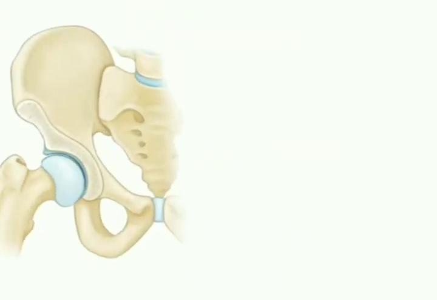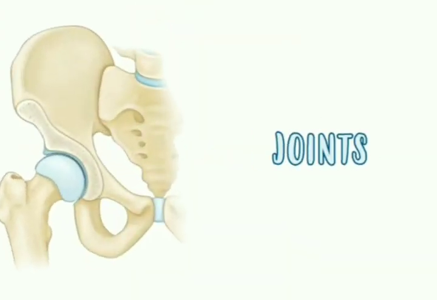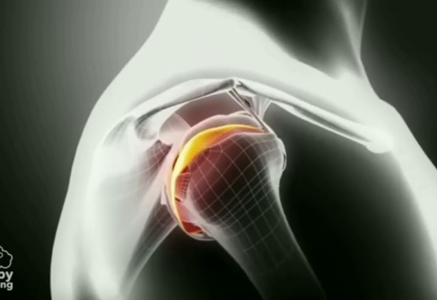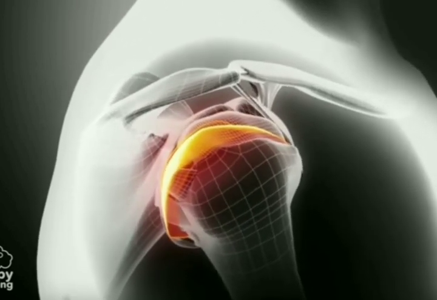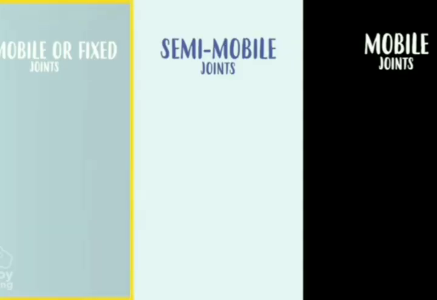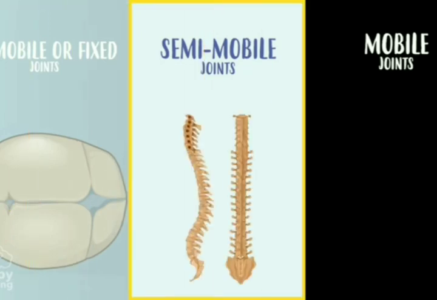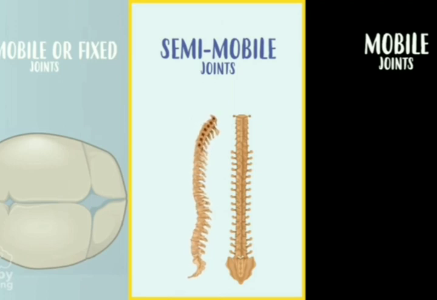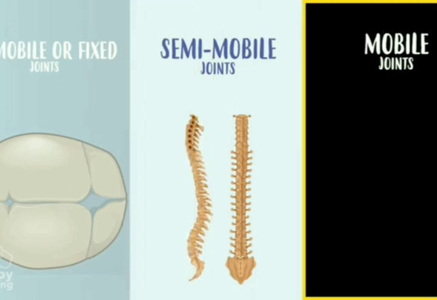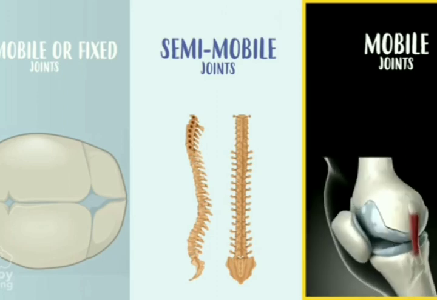Bones are joined with each other by joints. They are divided into 3 groups depending on their level of mobility. Immobile or fixed joints don't have any mobility, like the ones that join our skull. Semi-mobile joints do have some mobility, but not a lot, like vertebrae in our backs. Mobile joints have great mobility, like our elbow or knee.